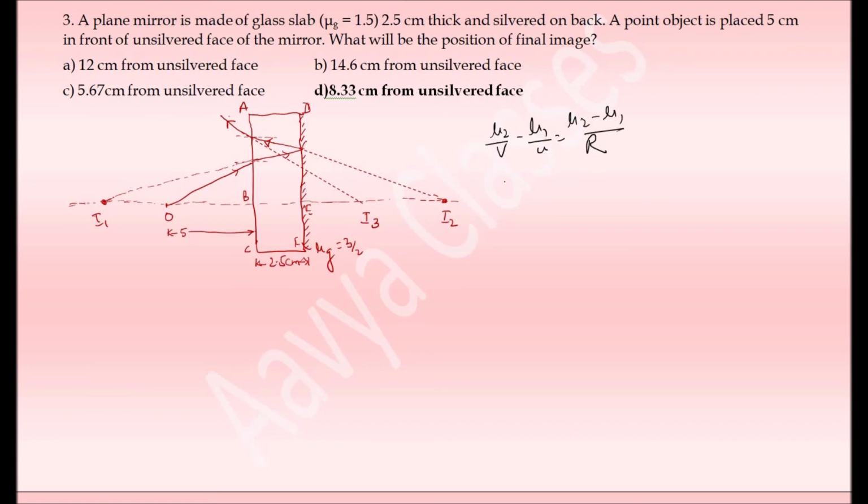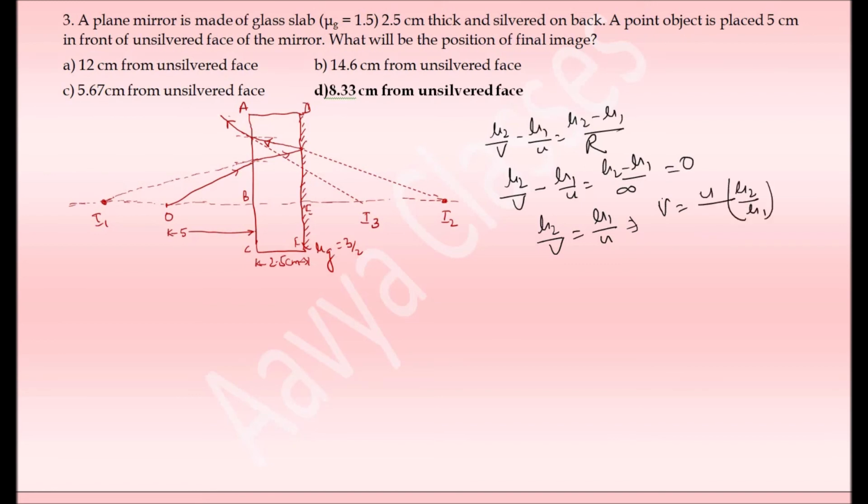So basically, if you see here, the radius of curvature of this surface as it is plane is infinity. So we get mu2 by V minus mu1 by U is equal to mu2 minus mu1 by infinity, that is equal to 0. And from there we get mu2 by V is equal to mu1 by U, and V is equal to U mu2 divided by mu1. So this is basically our formula for refraction from the plane surface. So in this way we can calculate the value of V.